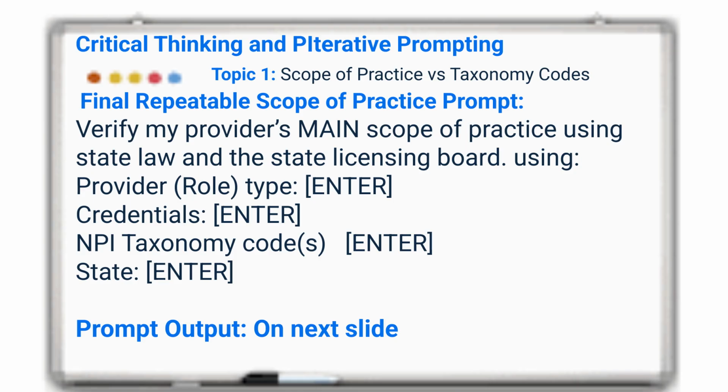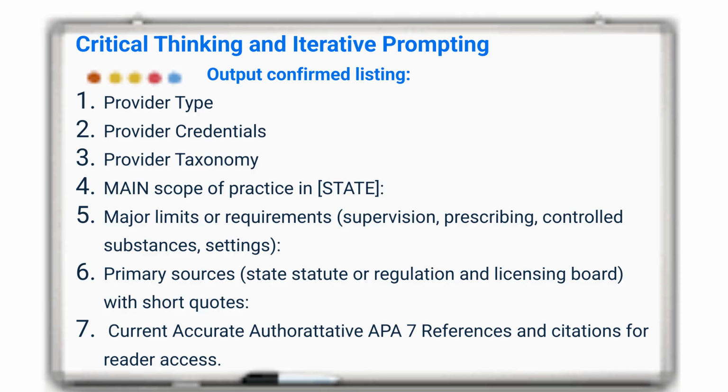Final repeatable scope of practice prompt: Verify my provider's main scope of practice using state law and the state licensing board. Using provider type, credentials, taxonomy codes from NPI, and state. Output, continued on next slide: confirmed listing of provider type, provider credentials, provider taxonomy, main scope of practice and state, major limits or requirements such as supervision, prescribing controlled substances, and settings, primary sources such as state statute or regulation and licensing board with short quotes, current, accurate, authoritative APA 7 references, and in-text citations for reader access.